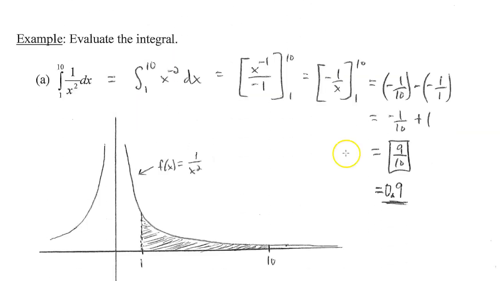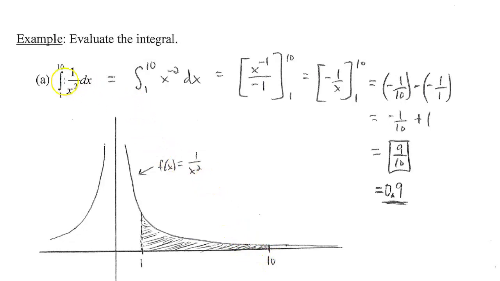Now let's begin with an example. This example is not an improper integral. This is just an ordinary integral from 1 to 10 of the function 1 over x squared. I've drawn the function 1 over x squared right here, and the question is, what's the integral from 1 to 10? Since this is a non-negative function, what we're really asking is what's the area underneath the function between 1 and 10.